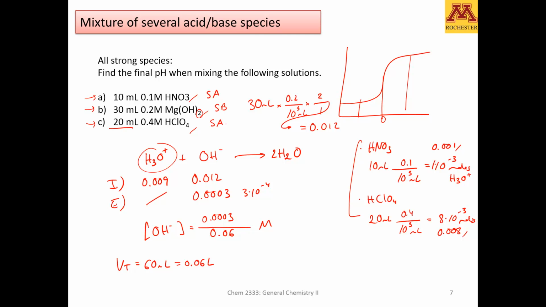If you do the negative log, this will give you the pOH. The pH will be 14 minus the pOH, that is 14 plus the log of 0.003 over 0.06. Alright, so this should be higher than 7, because it's a basic solution. You have some hydroxide left. The next video we will do for weak species, which is way harder.